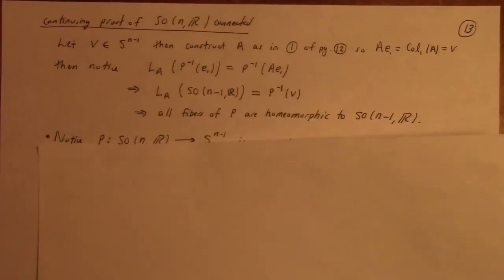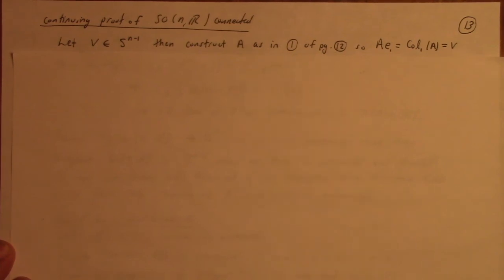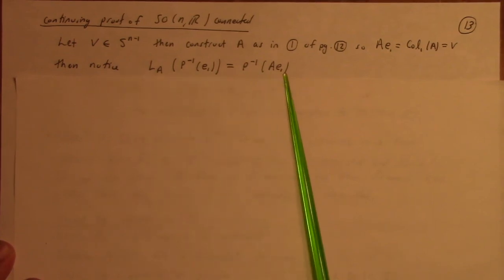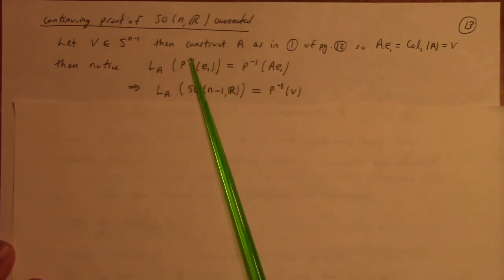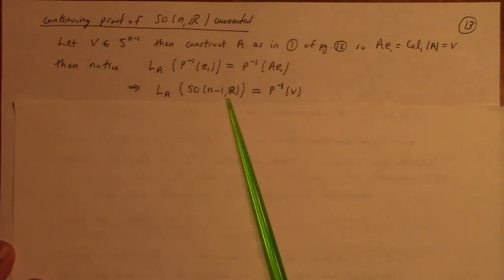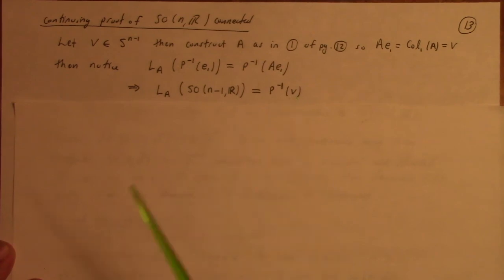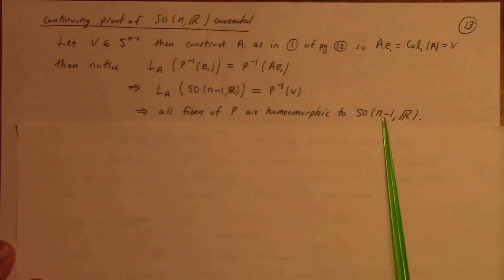continuing the proof that SO(n, R) is connected, we let V be a point in S^(n-1). We construct A as in number 1 of page 12. So A e1, which is column 1 of A, is V. But then we notice that L_A of P inverse of e1 is P inverse of A e1. And what that means is that L_A of this, which was clearly homeomorphic to SO(n-1, R), is equal to the inverse image of the column 1 map of V, which means that all fibers of P are homeomorphic to SO(n-1, R). Interesting.